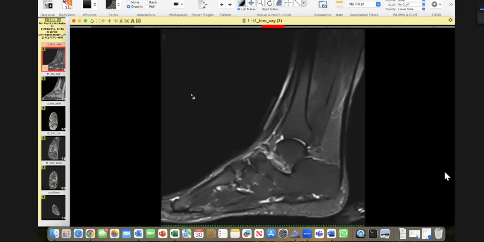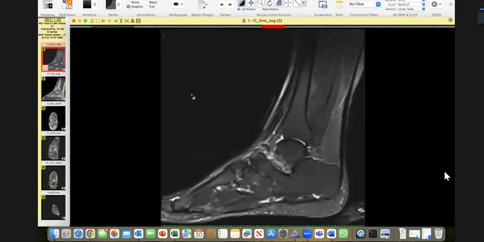Okay. What are the most common types of coalition in the foot? So these are calcaneotalar and calcaneonavicular. These coalitions are common in the foot. On plain X-ray, the talocalcaneal coalition versus calcaneonavicular coalition, which view is the best view to see them?